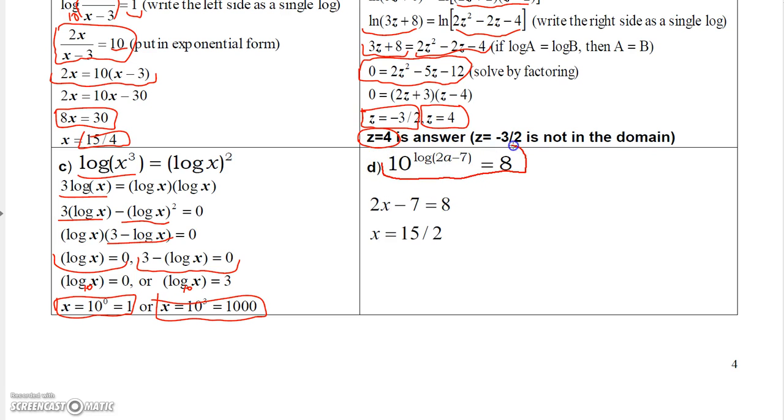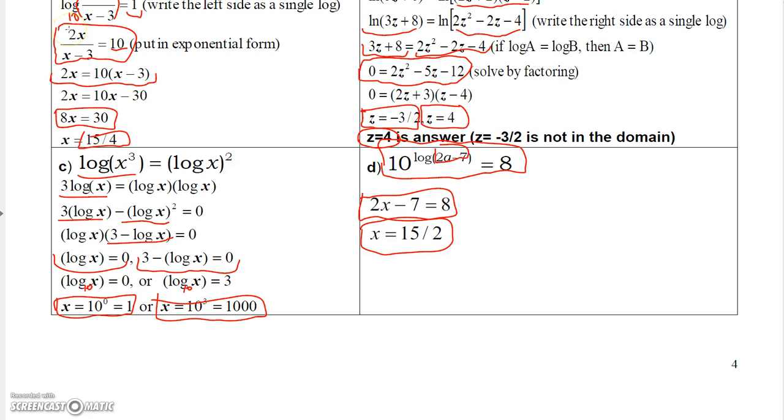Okay. Now this one is actually much easier than it looks. See, this is 10 raised to a log of something with the same base, because this common log is base 10. And remember, if you have a base raised to a log of the same base, the base and the log cancel out, and you just get this argument here, 2a minus 7. So I used x here, but you have 2a minus 7 equals 8. So a, or x, whatever variable you want to use, is 15/2 for the final answer.